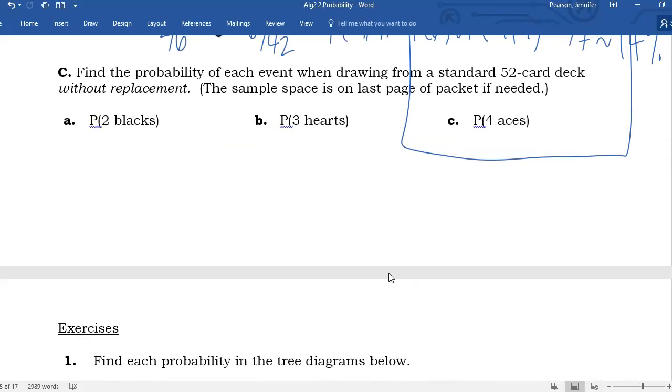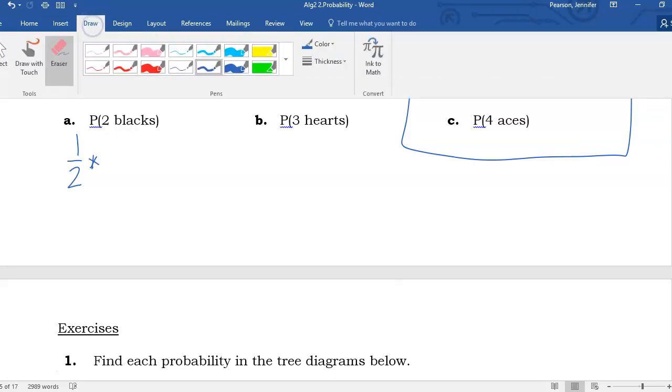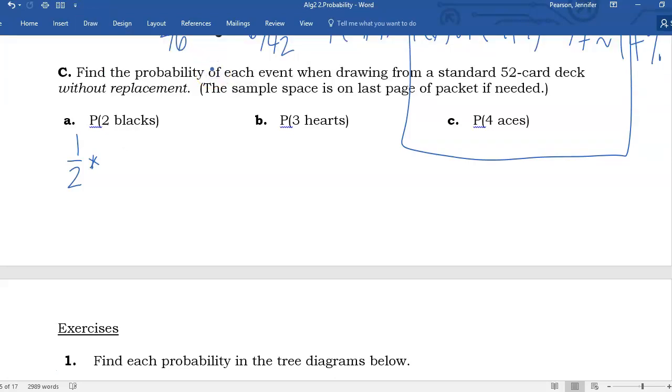That will be 1/2 times 51. That's my denominator. 25. Now, you could have done 26 out of 52, but that's going to be a little more work when we go to multiply. So that's why I reduced my first fraction. That gives me 25 out of 102.